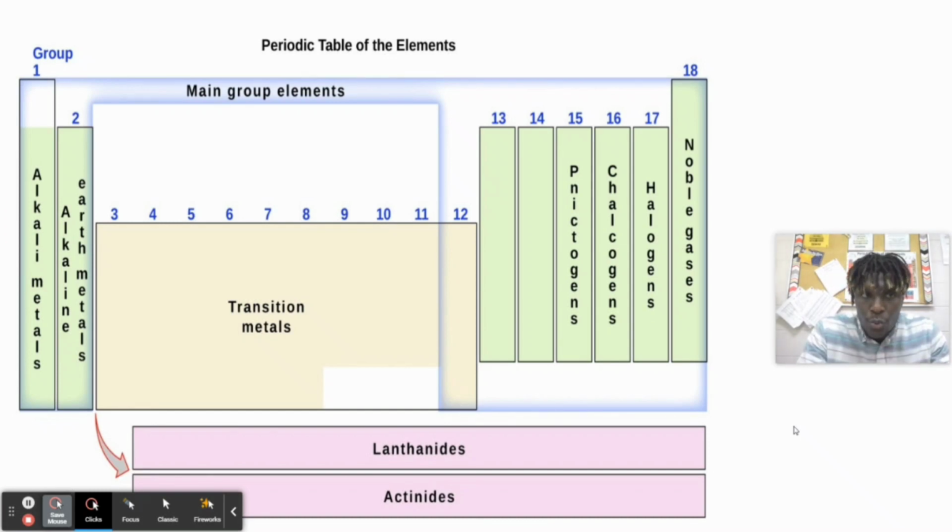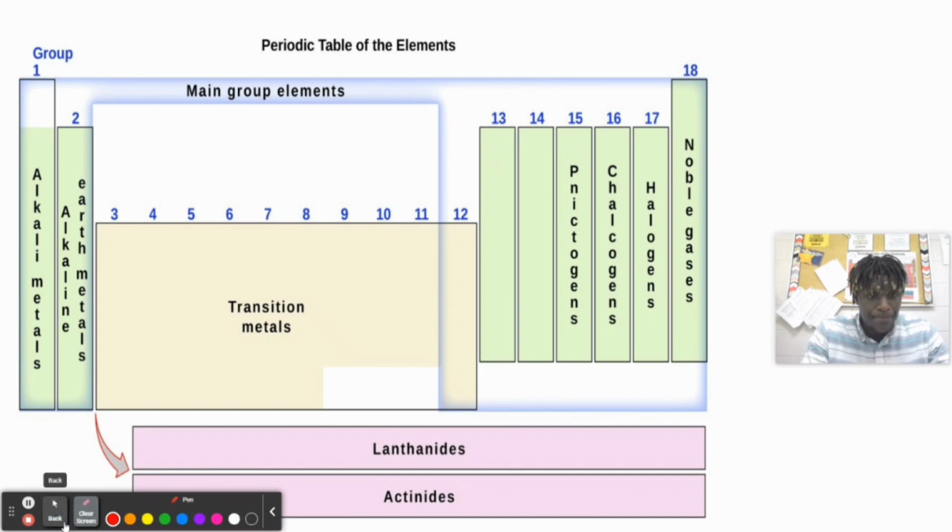Group 1 and 2 are called metals. Groups 13, 14, 15, 16, 17, 18 are called non-metals. Groups 3 to 12 are called transitional metals. But watch this. I need for you to get this. I'm going to write something here so that you guys can see it.